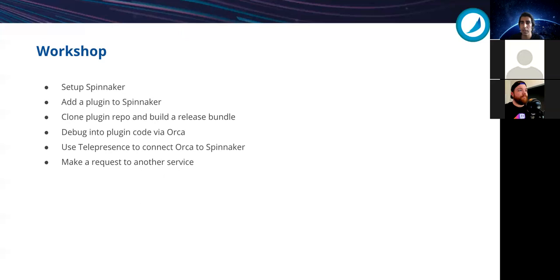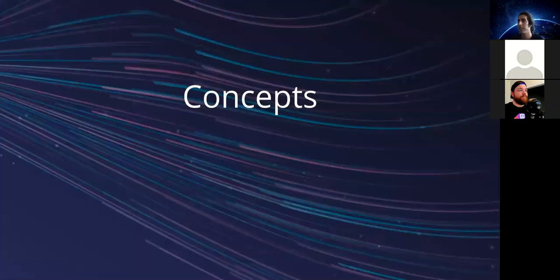So we'll be able to debug into your plugin code and then connect to your running Spinnaker installation via telepresence. And then we're going to be making a request to another service. In this case, we're going to be talking to Echo and getting a list of PubSub subscriptions and then returning that back to the pipeline context. This might be a lot of words that don't make much sense, but we'll start diving into all of this.